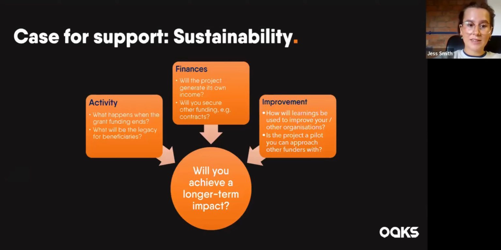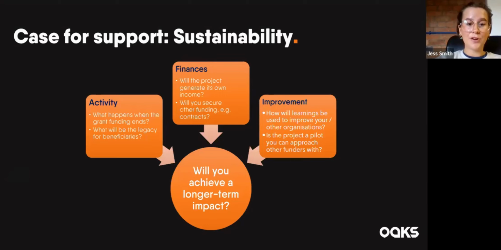You want to think about the finances. So will this project generate any income? When you're writing your budget, you'll have that all clearly laid out for what areas you'll be spending your money on for the program. But you also think about what comes back into you. And will you secure any other funding through contracts, local work, fundraising? All of these things are really important for the sustainability of a program.